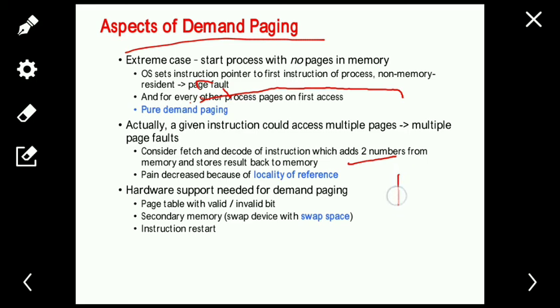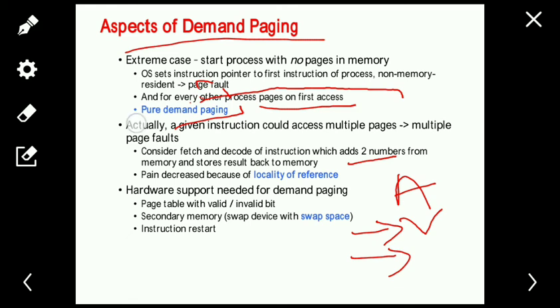Suppose I want to execute a process A and there is no page in the main memory. At that time, for the first instruction itself, it gets a page fault, and likewise for every other page on first access. That is called pure demand paging. That means we are going to fetch each and every page of process A from the secondary storage device to the main memory, so that a page of a process is never brought into memory until it is required. For each and every page we demand the hard disk to swap the page to the main memory.